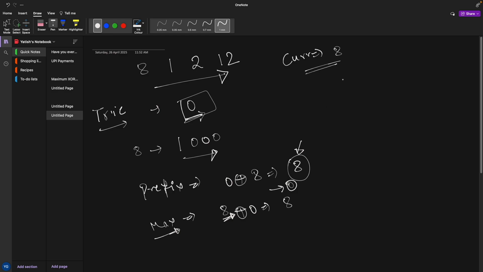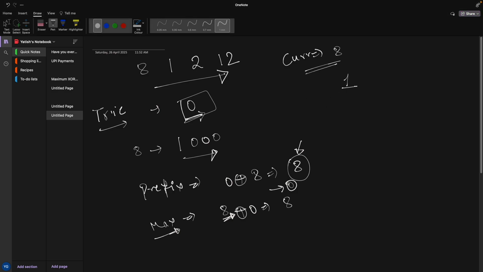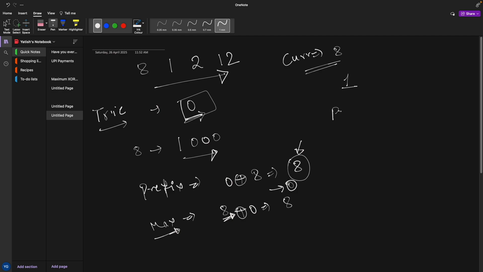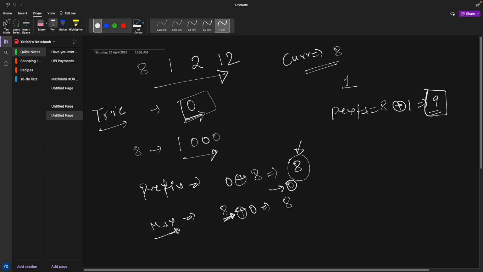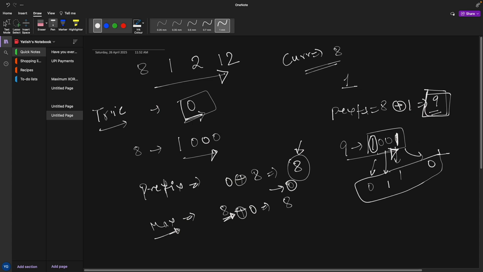Now let's move to another element, that is 1. Let's see how we are going to find it. For 1, our prefix is 8, and we do the XOR with 1, so our prefix would then go to 9. Now we are going to find the maximum XOR which I could make from 9. Our 9 bitwise would be 1001. To maximize the XOR for 9, I need to find the 0 for the MSB, then 1, and then 0. If I find this in my trie, I would find the maximum for this.